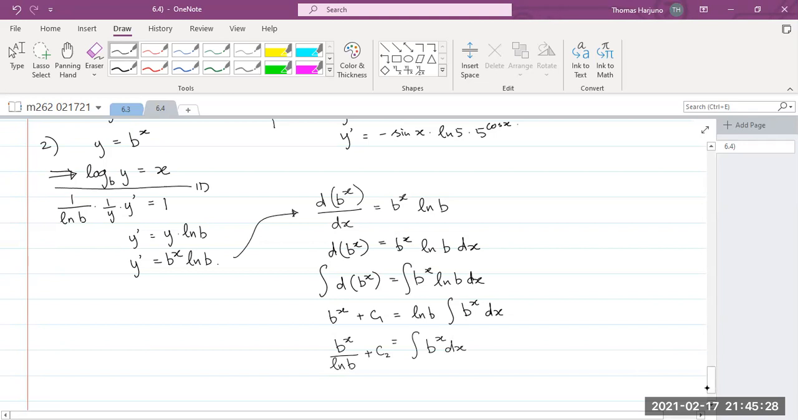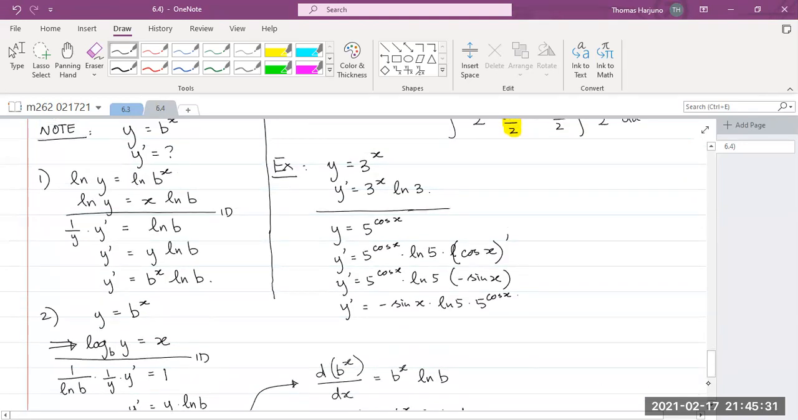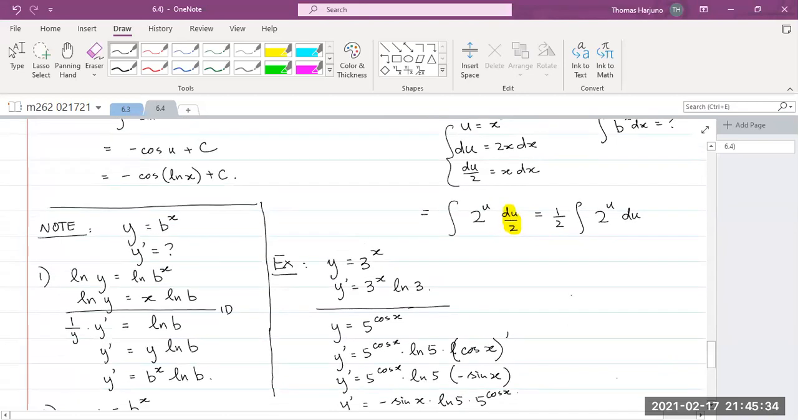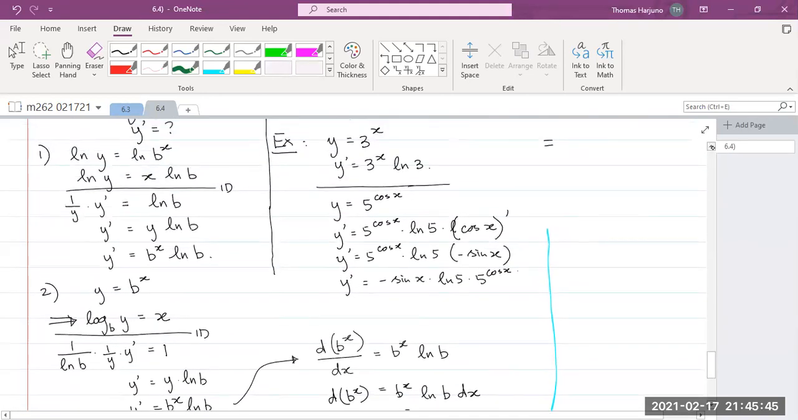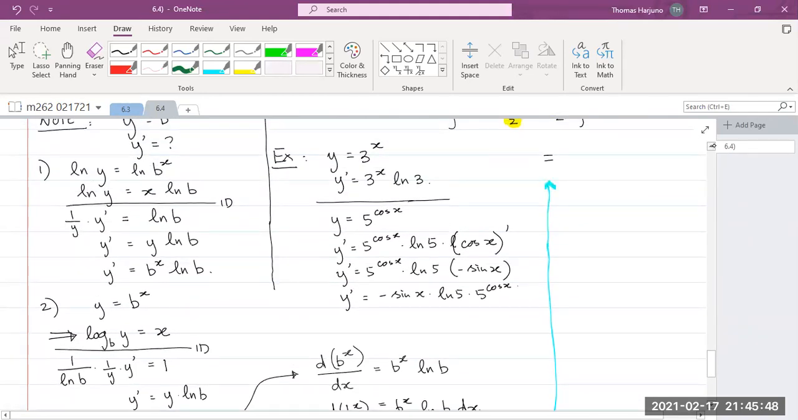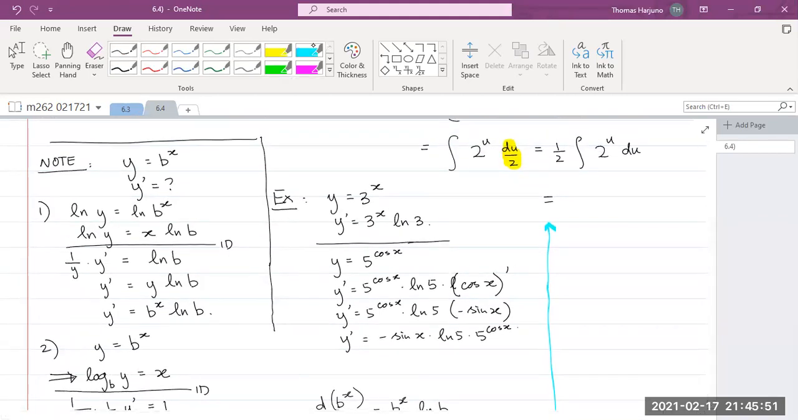Going back to here, I need to pinpoint which one I did first. From here, going there. So what is the integral of 2 to the u with respect to u? That will be 1 over ln 2 for the change of base times itself plus constant.